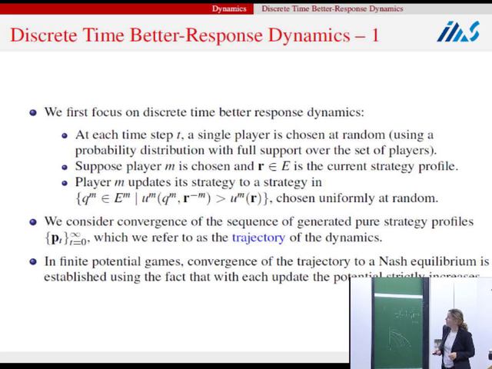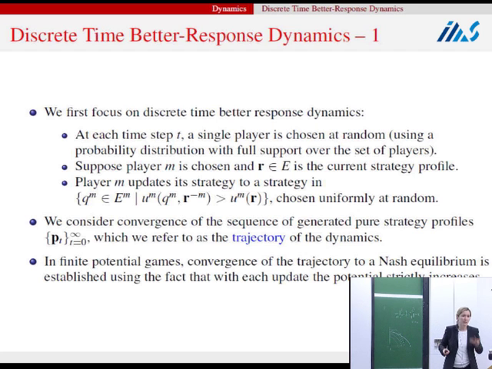So how does that work? At each time step t, we choose a single player at random. And this random could be really anything, except that we want a probability distribution that has full support over the set of players. So each of the players has positive probability of being picked at each point in time. Suppose player m is chosen, and r is the current strategy profile. Then player m updates its strategy to a strategy which yields a strictly better payoff. Okay? And if there is more than one element in this set, you choose any one of them uniformly at random.